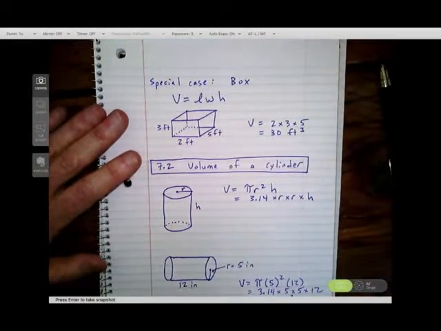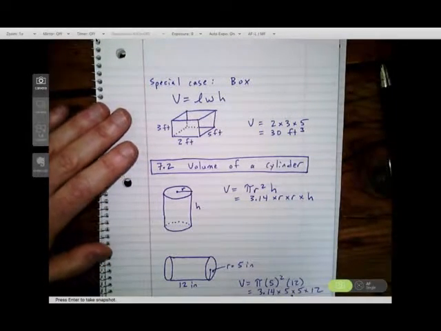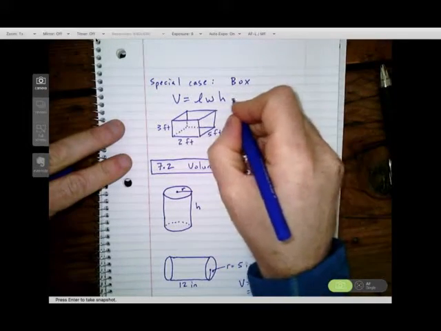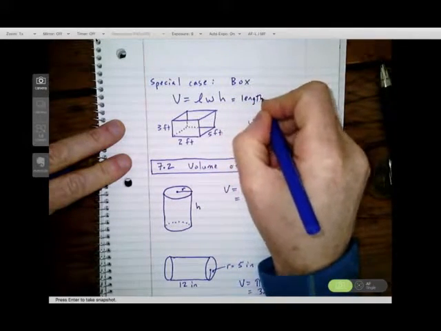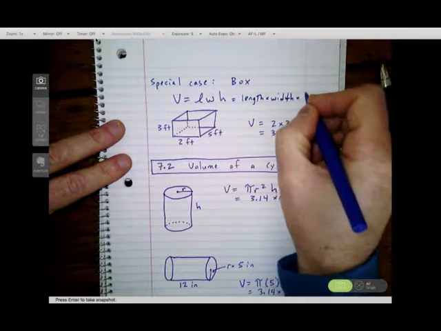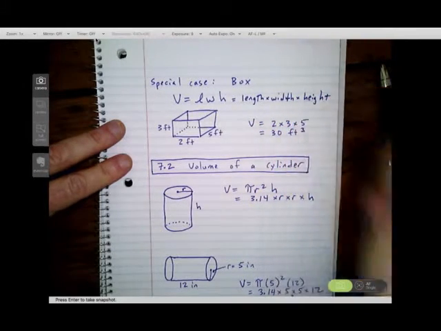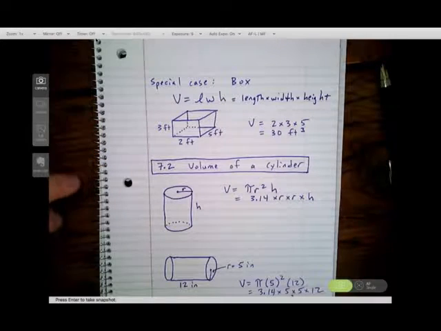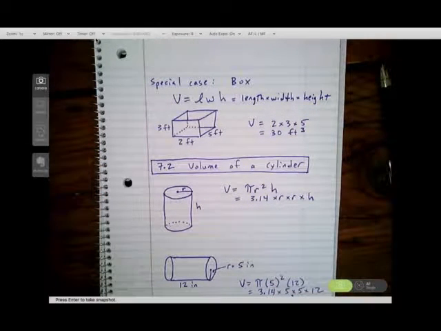Okay, let me take a second here. I should have written that down, and I will. So that's just length times width times height. Okay, length times width times height. Just multiply all the dimensions together. And there you go.